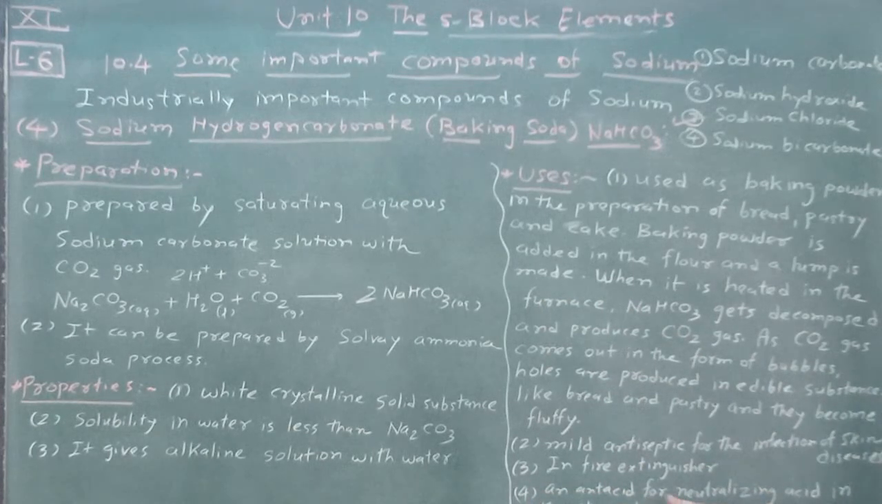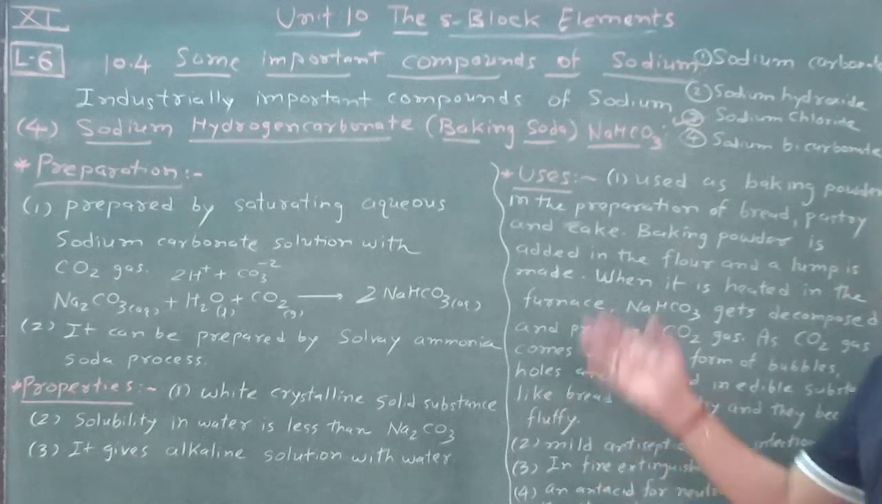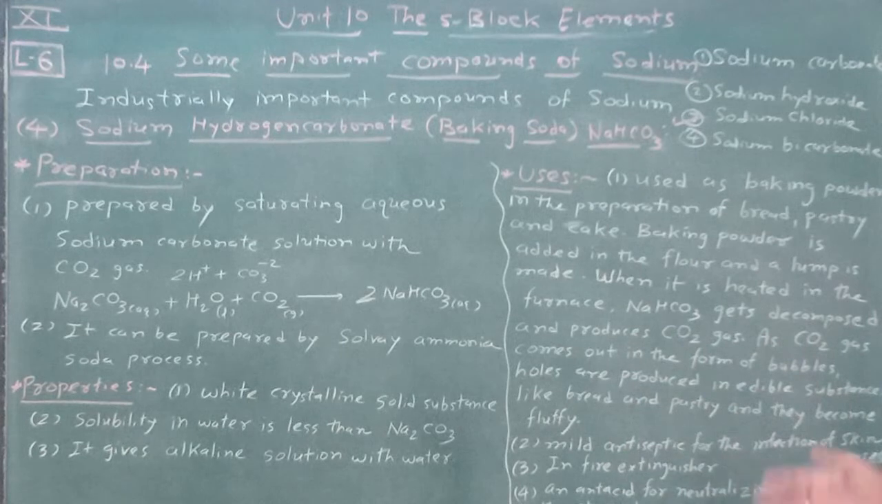Fourth one, an antacid for neutralizing acid in the stomach. If acidity is produced, at that time you have to use this sodium bicarbonate, or say sodium hydrogen carbonate. And fifth one is that it is used as a laboratory reagent. Mainly all chemicals are used as laboratory reagents, and that's why it is very important in organic spot tests, inorganic chemistry, as well as quantitative analysis and qualitative analysis.